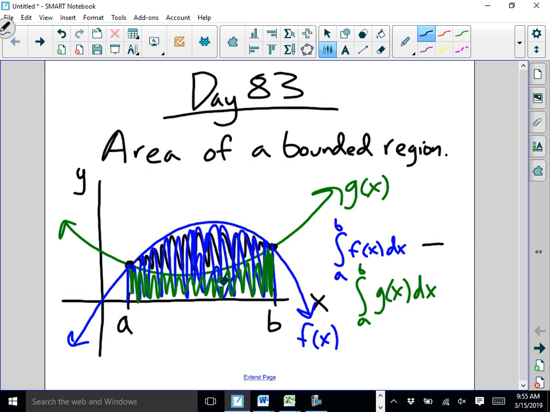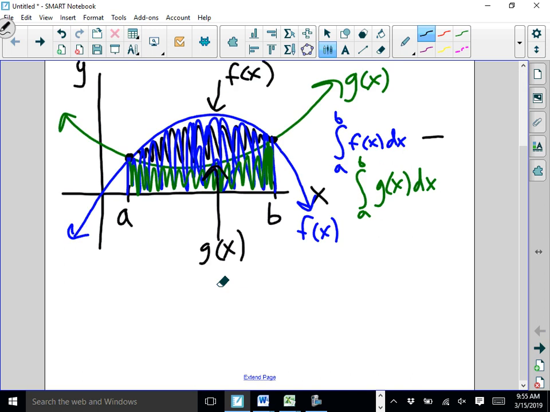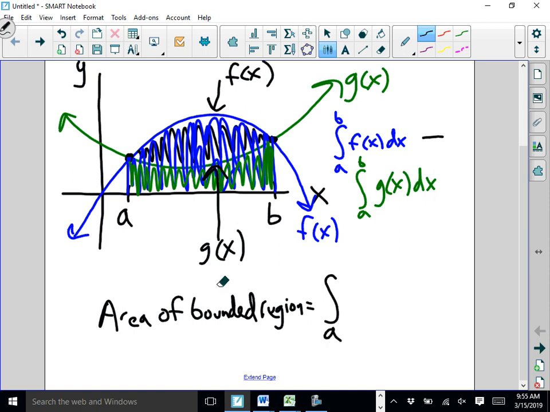In this case, the top function right here is f of x. The bottom function right here is g of x. So the area of the bounded region simply equals the integral from the left x value endpoint of the region to the right endpoint x value of the region of the top function minus the bottom function.